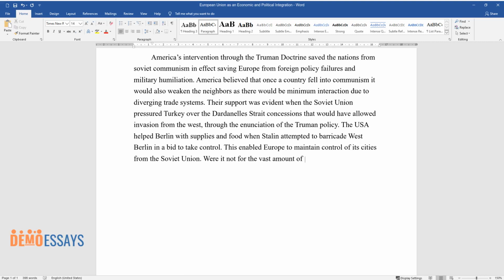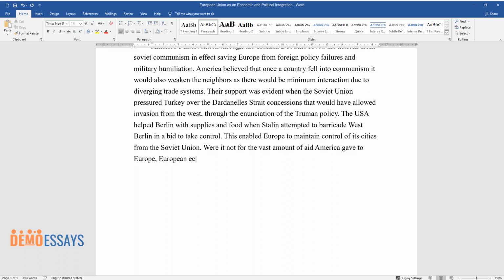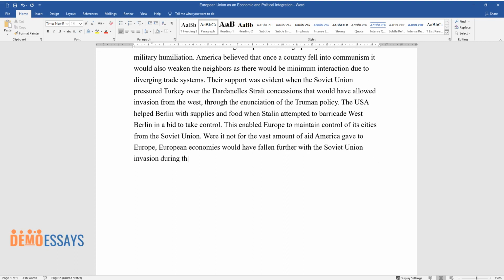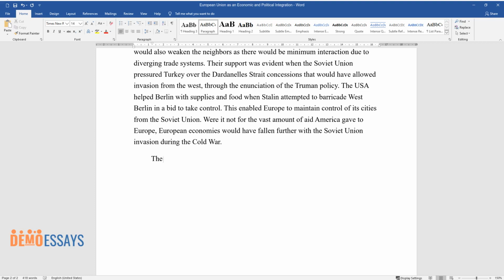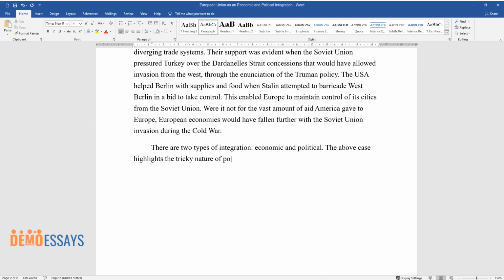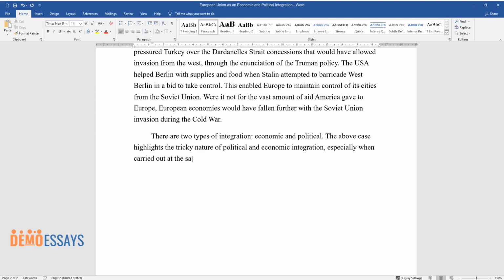Were it not for the vast amount of aid America gave to Europe, European economies would have fallen further with the Soviet Union invasion during the Cold War. There are two types of integration: economic and political. The above case highlights the tricky nature of political and economic integration, especially when carried out at the same time.